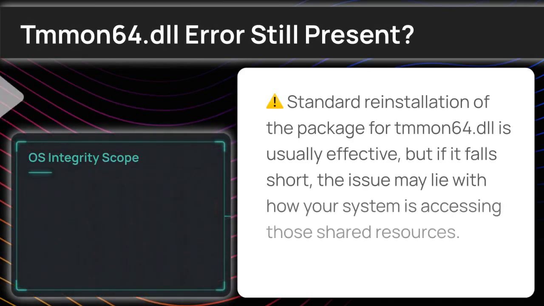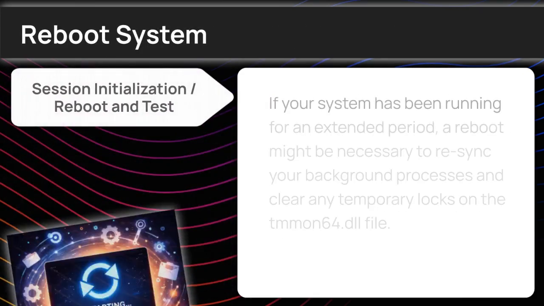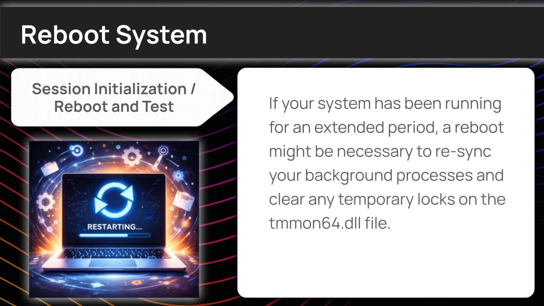When a standard software refresh isn't enough, we need to bypass the automated installers and look at manual system state resets. A full system restart ensures that no background processes are currently locking the tmmon64 library file. A fresh boot allows Windows to reinitialize its library map from a clean state.